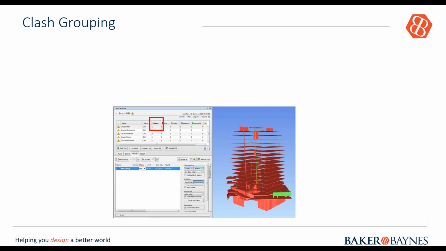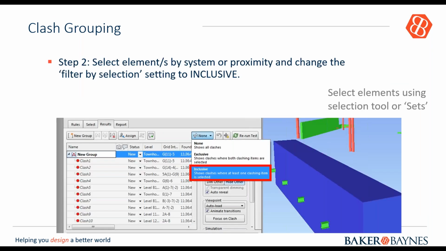So you basically click on it. In this case, once it's grouped, Navisworks will also see it as just a single clash instead of like 1,000 clashes, right? When you're grouping your clashes, you need to select elements or an element by system or proximity, and you can change the filter by selection setting to inclusive, right? What that basically means is that instead of just showing all clashes in your model, you show clashes where at least one clash item is selected, right?